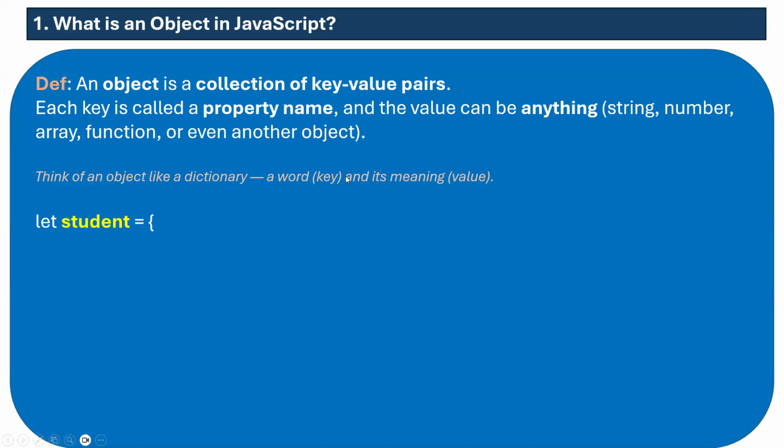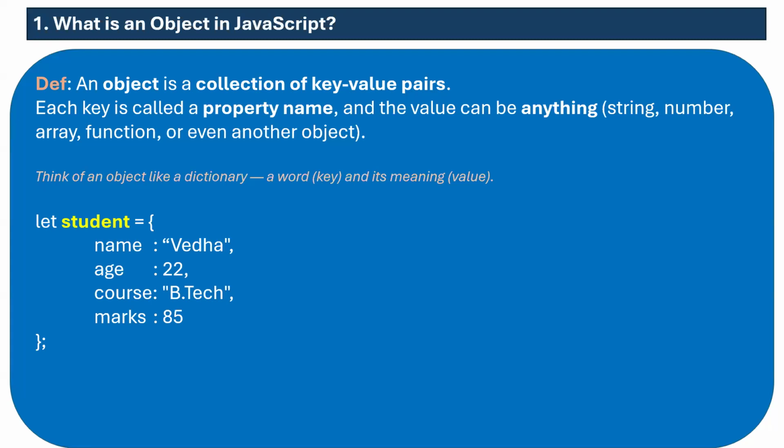Now, guys, I'll be creating one student object. See, let student equal to flower braces. Name is the first key, and the value is there. Age is the second key, 22 is the value. Course is the third key, BTech is the value. Marks is a key, and 85 is the value. And finally, we close with flower braces and a semicolon. Semicolon is optional again.